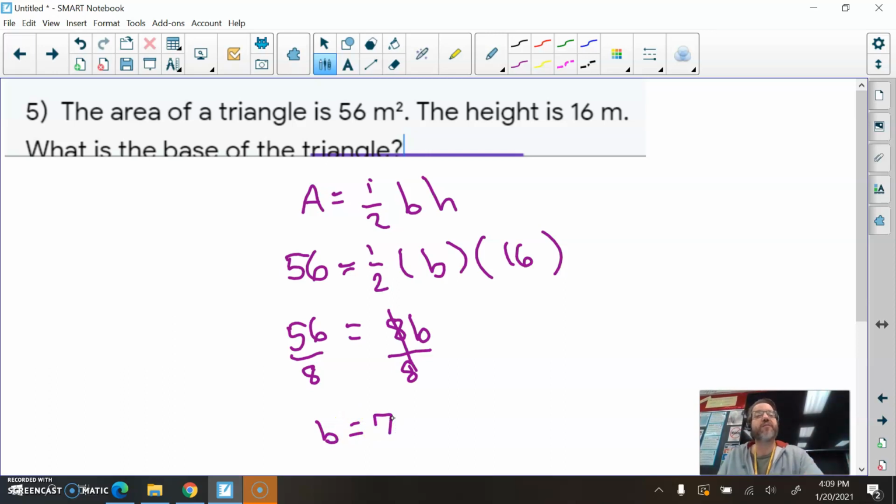Let's go back here. What is the base of the triangle? Well, the triangle has a base of 7 meters. It's 7 meters. Notice it's 7 meters and not 7 square meters because I'm not finding the area. I'm just finding the length of one of the sides of the triangle.